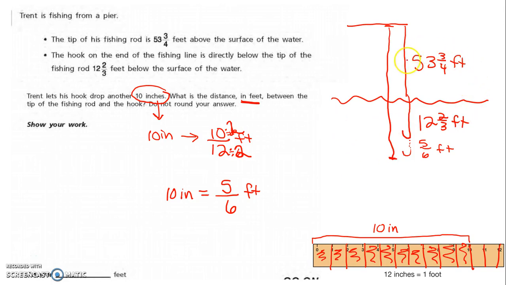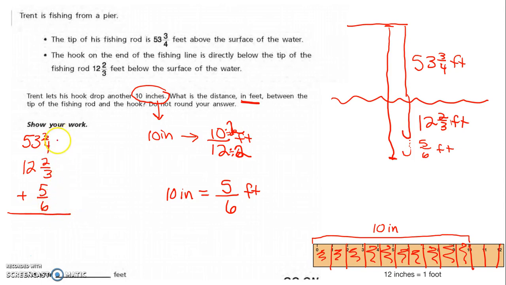So the big question is, what am I going to do with my 53 and 3/4, my 12 and 2/3, and my 5/6? Hopefully, you see, we're just going to add them up. 53 and 3/4, 12 and 2/3, and then we have to add on this 5/6. Now this is a throwback to our signed numbers unit where we had to be able to add and subtract signed fractions. Thankfully, these are all positives. But we know when we want to add fractions, we have to find a common denominator.